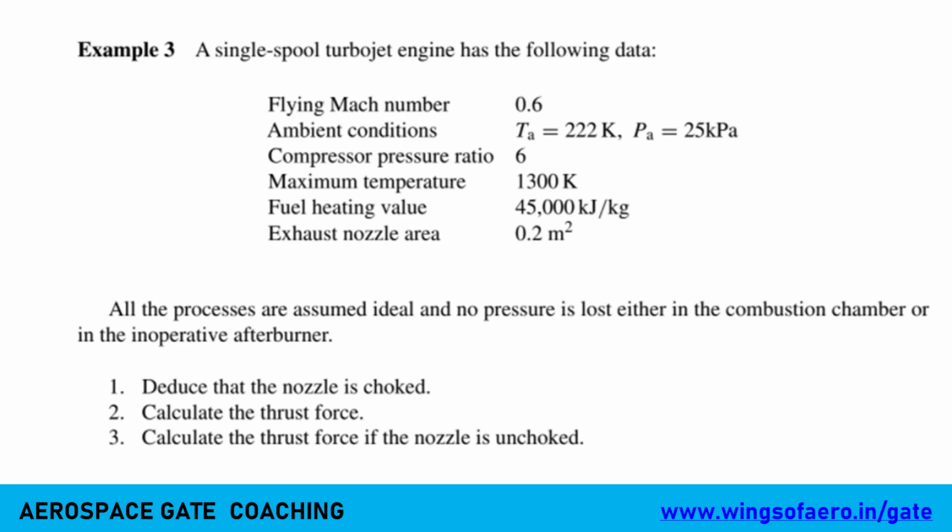Now very importantly, they have mentioned all the processes are assumed to be ideal and no pressure is lost either in the combustion or in the afterburner. So here, there is no pressure loss. If there is no pressure loss, as we have discussed before, refer to the previous video and act accordingly. So note down this parameter, and this is just like your assignment work.